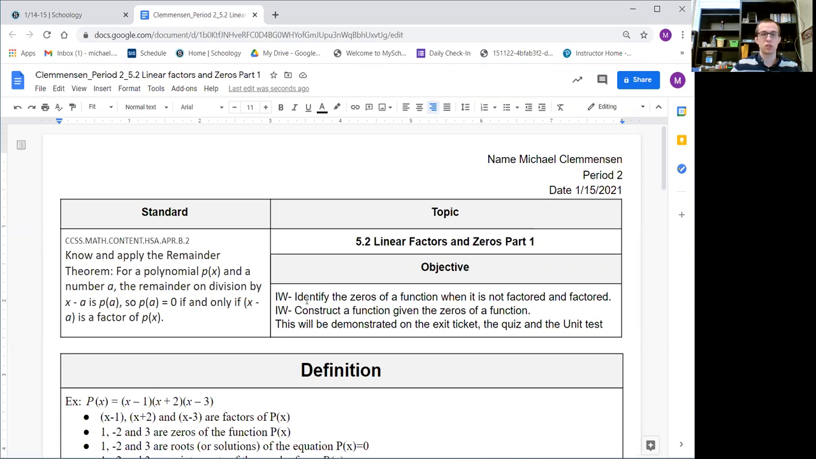Our objectives for today are to identify the zeros of a function when it is both factored and not factored, and then to construct a function given the zeros of a function. This will be demonstrated on the exit ticket at the end of class, at the quiz in a couple weeks, and the unit test at the end of the unit.